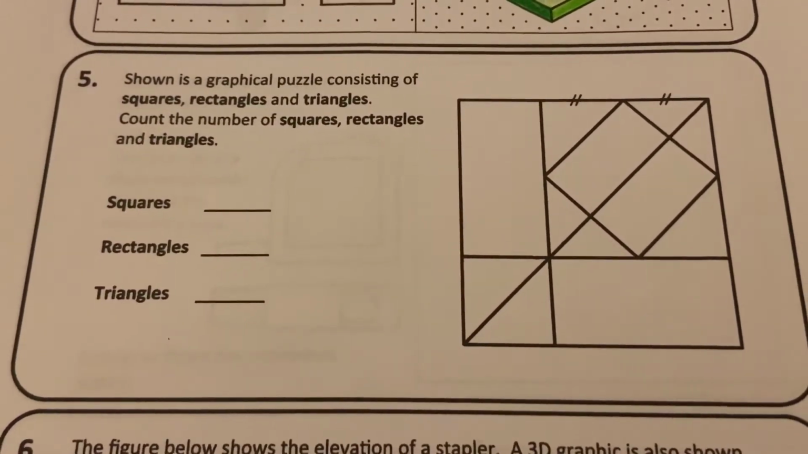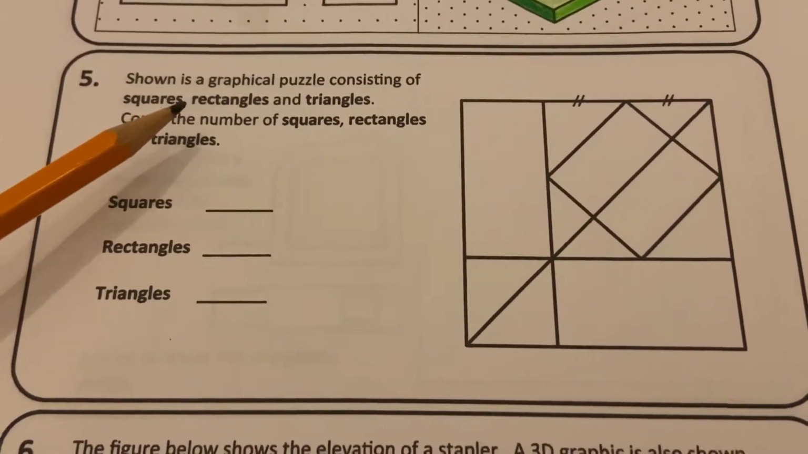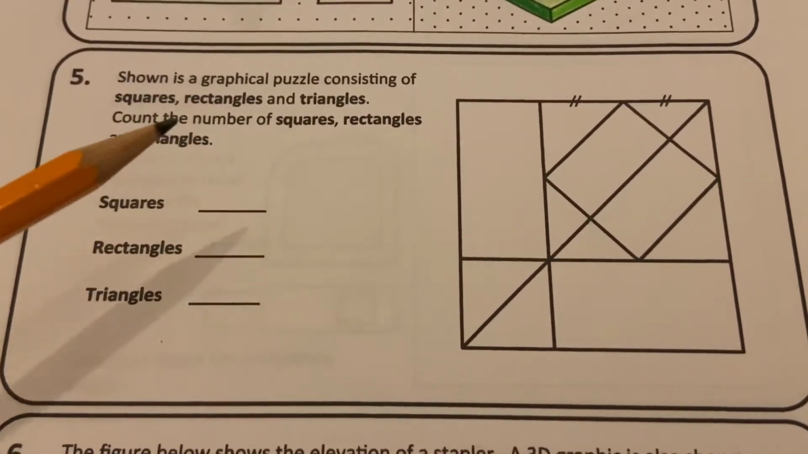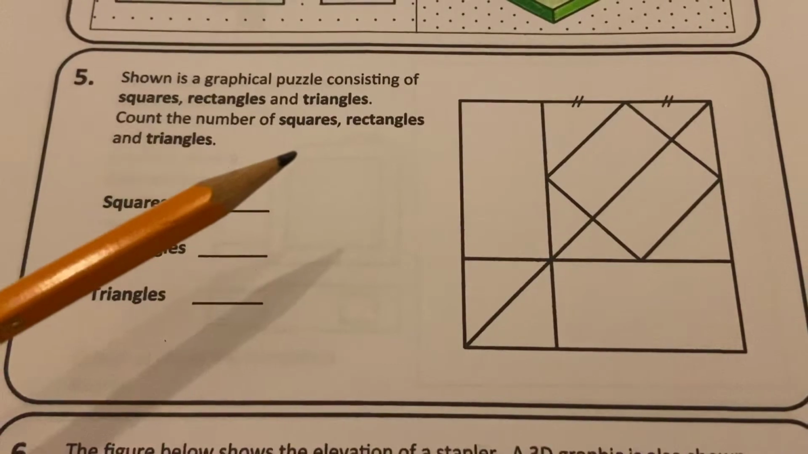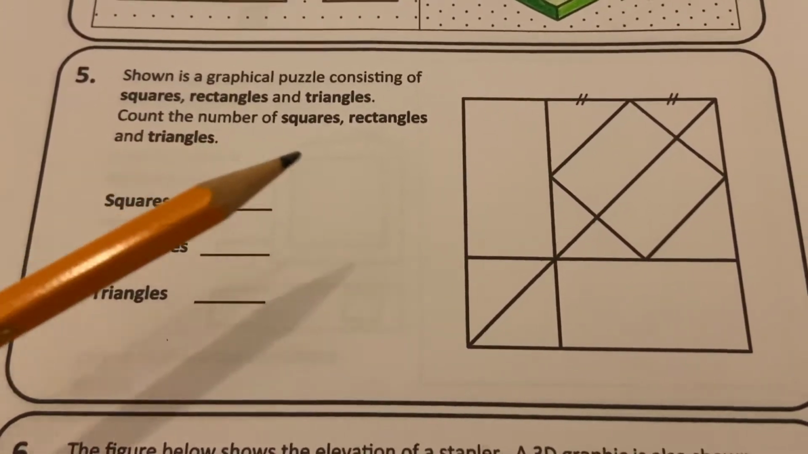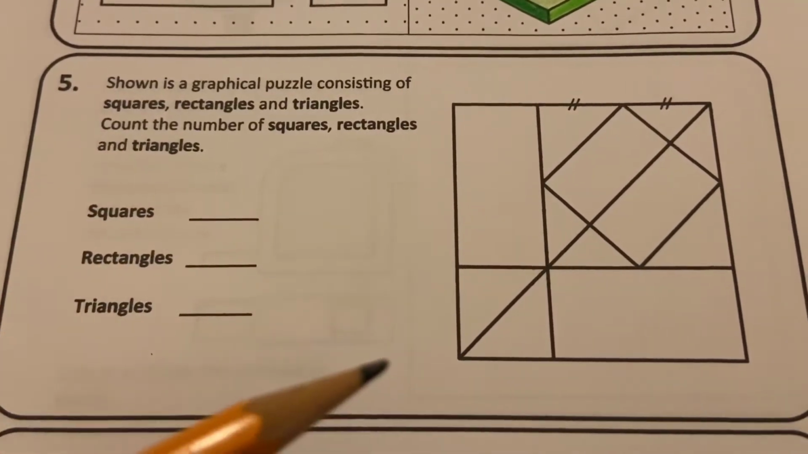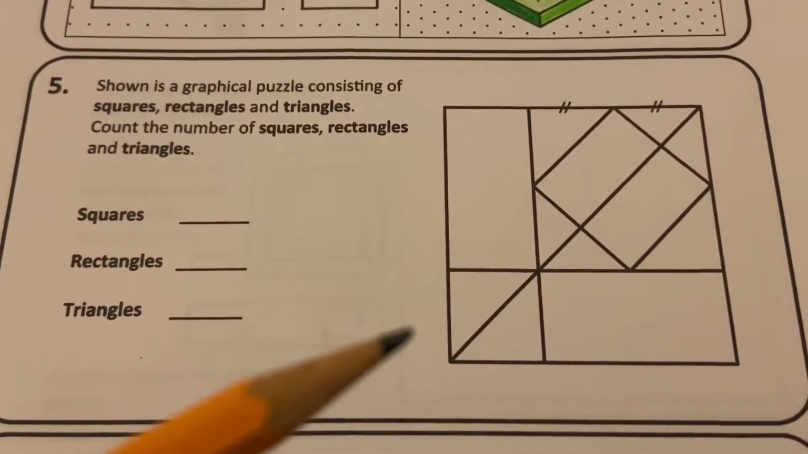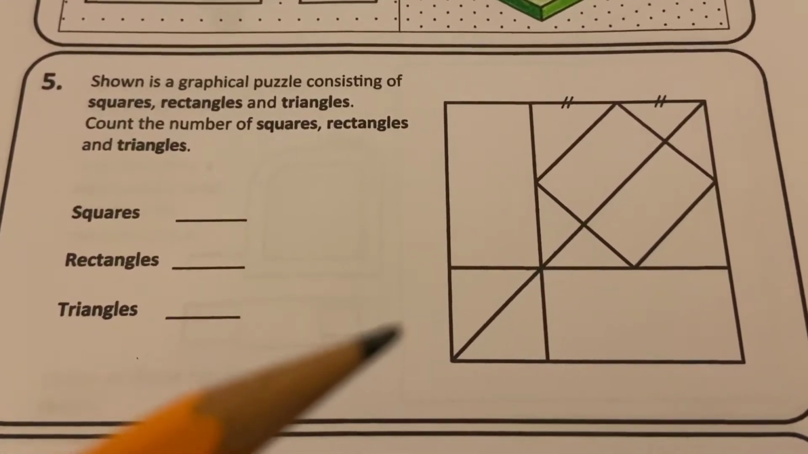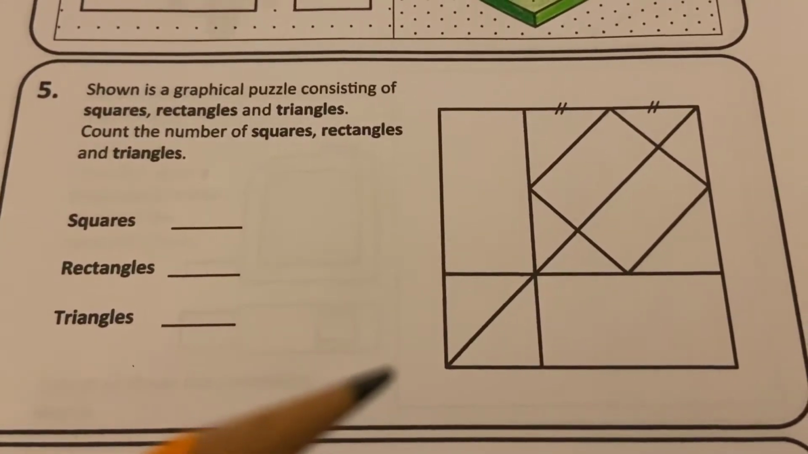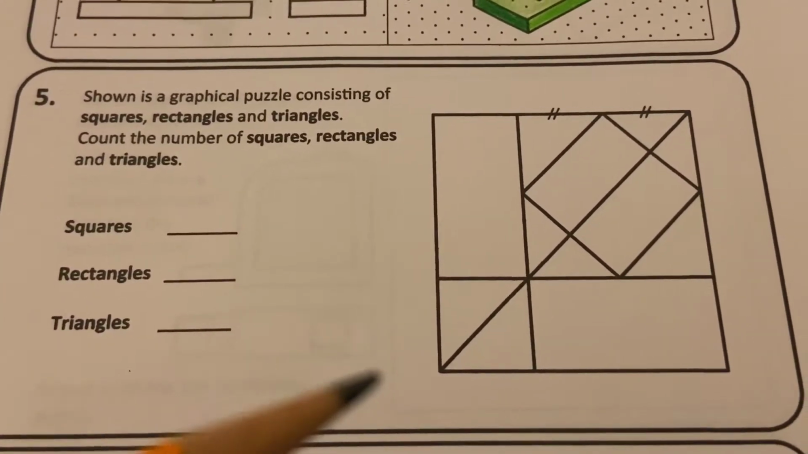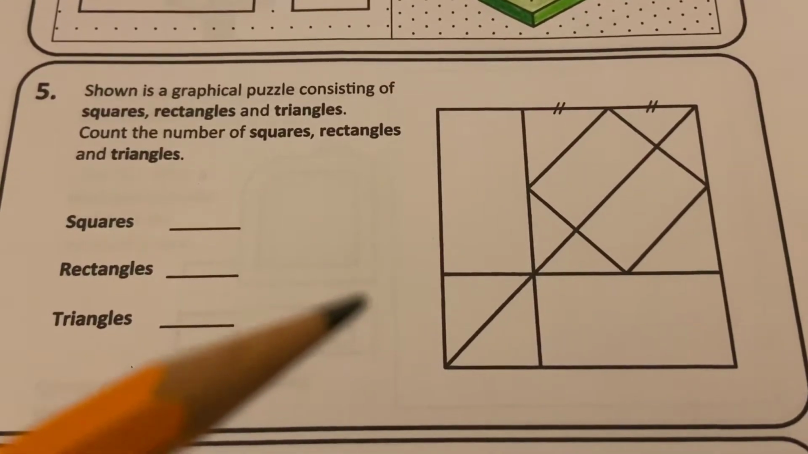So moving on here to question 5. Shown is a graphical puzzle consisting of squares, rectangles and triangles. Count the number of squares, rectangles and triangles. Now, this is a little bit more difficult than it looks. You have to be very, very careful to make sure that you're spotting every one of the 3 geometric shapes.